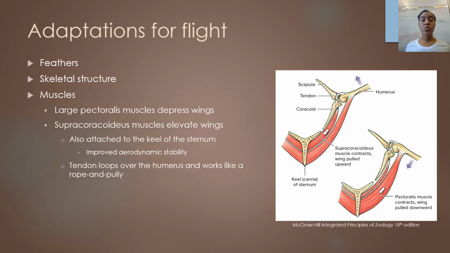Birds have large pectoral muscles that they use to flap their wings for flight. There are two main muscles involved in this process: the large pectoralis muscle and the slightly smaller supracoracoides muscle. What we're going to do is walk through where these muscles are located in the bird using this diagram here.